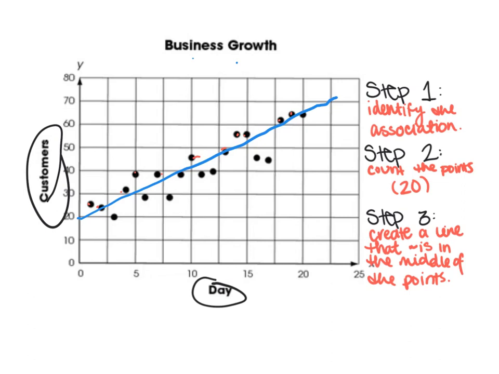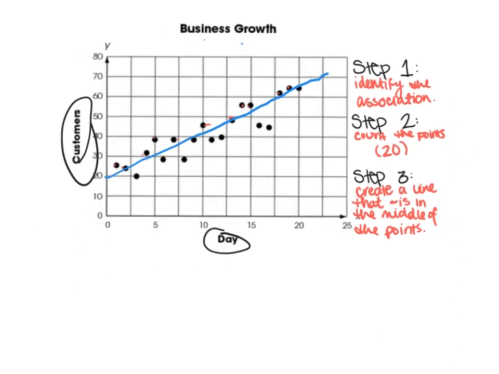But again, with this line, we have about half of the points on top, half of the points on bottom. So as far as we're concerned today, this is going to be the line of best fit. This is going to be the generalization of the data that allows this business to understand what their growth is and use that to predict what's going to happen in different situations. All right, so that's that example.